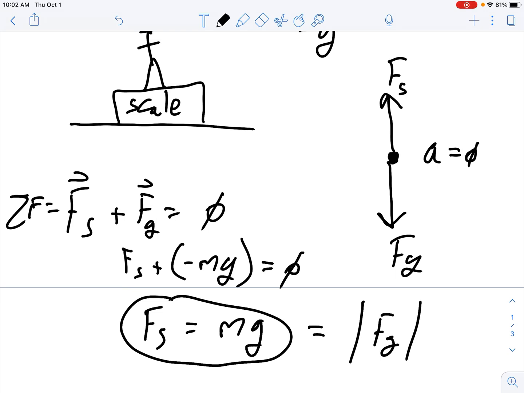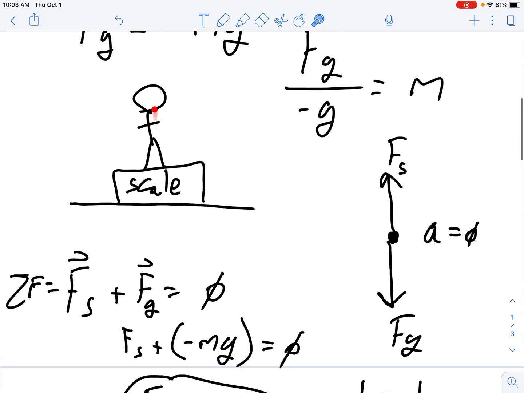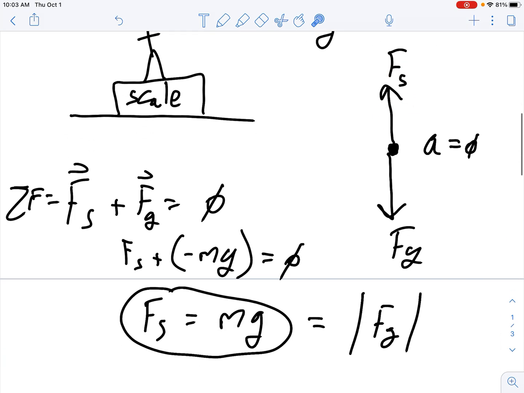Cool. The force from the scale, that force the scale exerts on us, when we use the word weight, what we mean is this. What we mean is the scale pushing up on us. That's what we mean by weight. When I use the term weight, I mean that vector. And it is exactly equal to the absolute value of the force of gravity. So your weight is just the force of gravity acting upon you. I hope that makes some sort of sense.